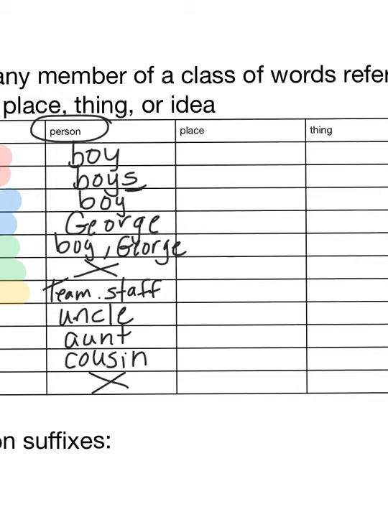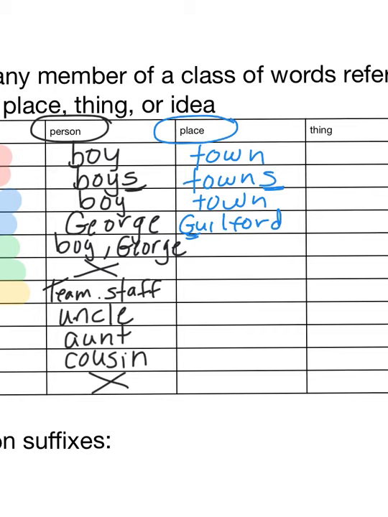So let's take a real quick look at place nouns. Singular, we could have a town. Plural, we would add S, and we can have many towns. A common name for a place, again, I'm going to repeat myself, I'm going to use town. However, a proper name of a town, we could say Guilford. You'll notice it's capitalized. That's really important. A concrete noun naming a place, again, I'm going to reuse these.